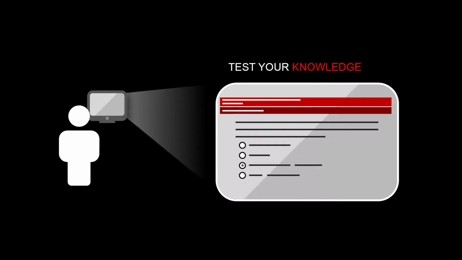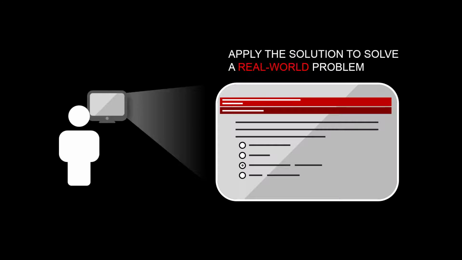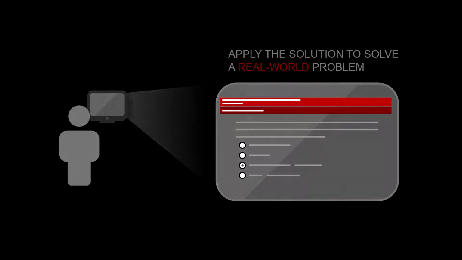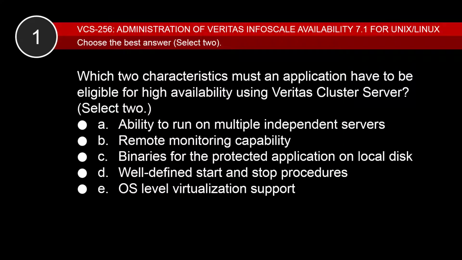Some exam items test your knowledge of product features and functionality. Other items are scenario-based and test your ability to apply the InfoScale availability solution to meet a need or solve a problem in a real-world environment. Let's look at a few items from the InfoScale Availability 7.1 sample exam, and I'll explain the type of knowledge required to answer the items correctly. Which two characteristics must an application have to be eligible for high availability using Veritas Cluster Server?